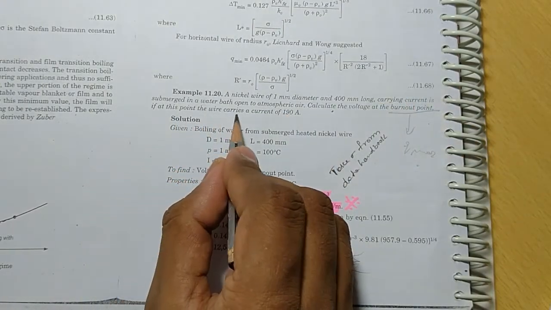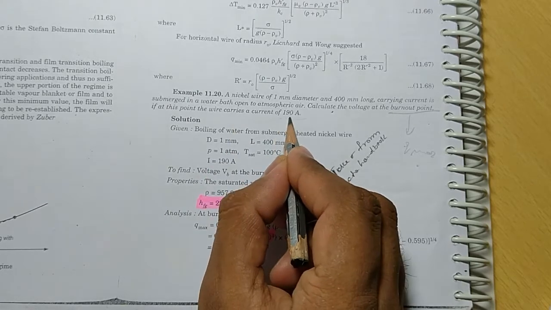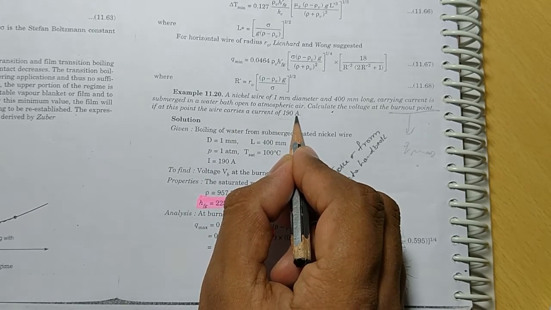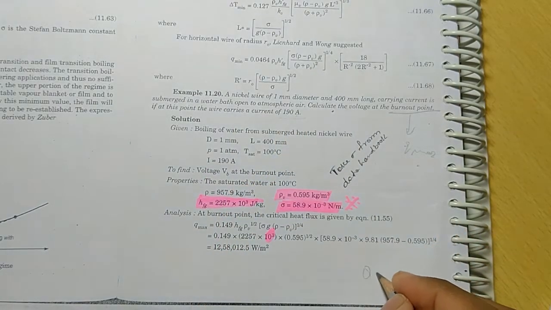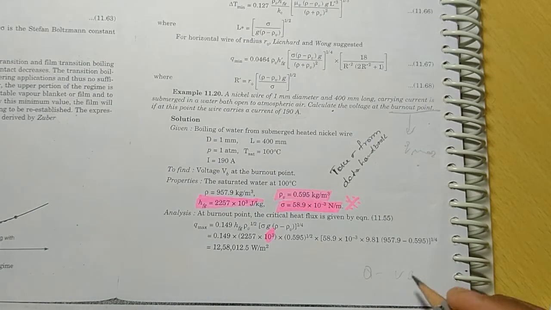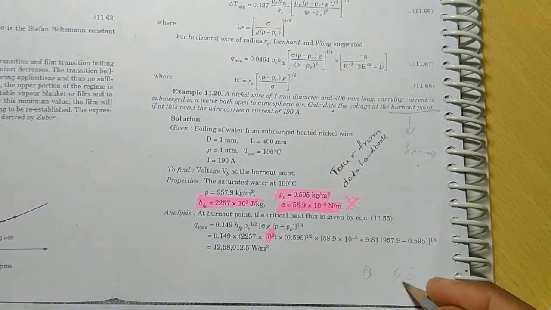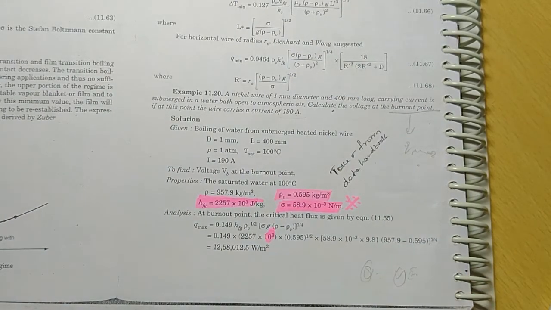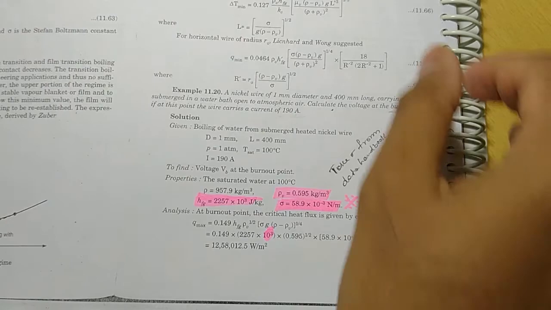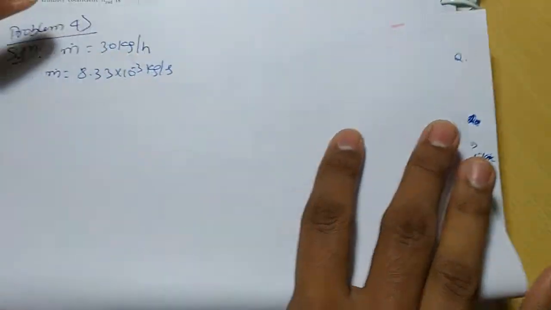At this point the wire carries a current of 190 amps. Q is equal to voltage into amps. You have to calculate the voltage, V. I is given. Once you calculate the Q, you can calculate the voltage.